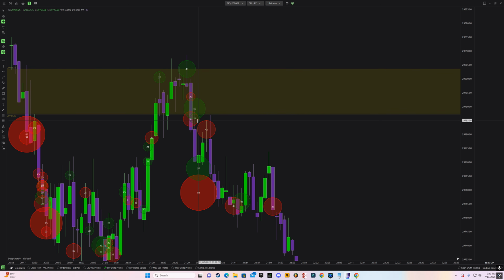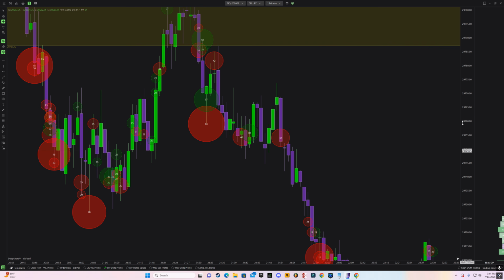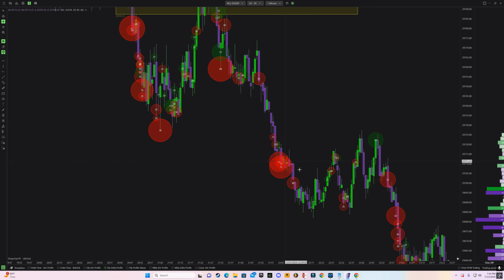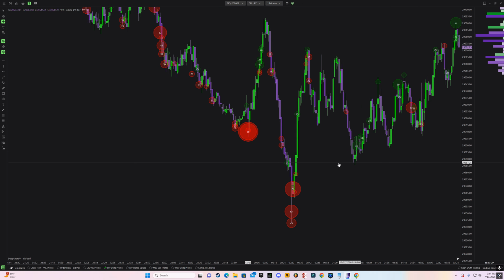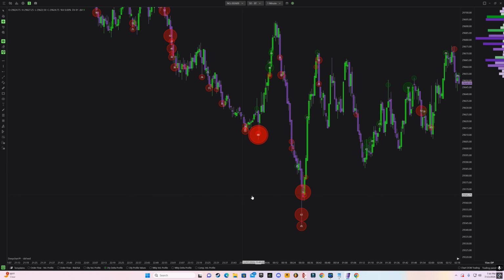But then we also came back and retested this level once again with 50 aggressive buyers in this bearish candle here that couldn't get a follow through, right? And look at how price delivered from this one fair value gap, looking just at the order flow.